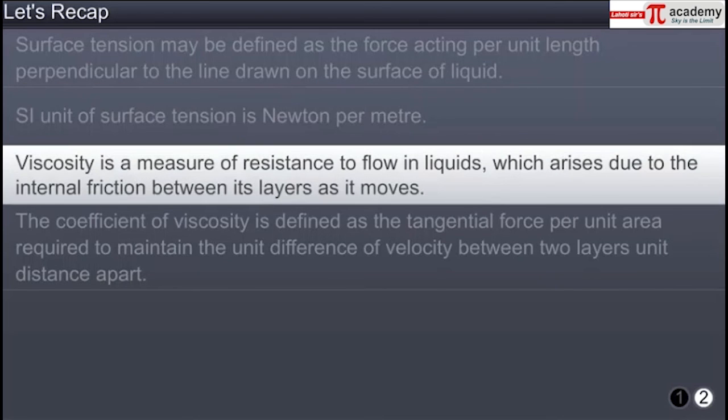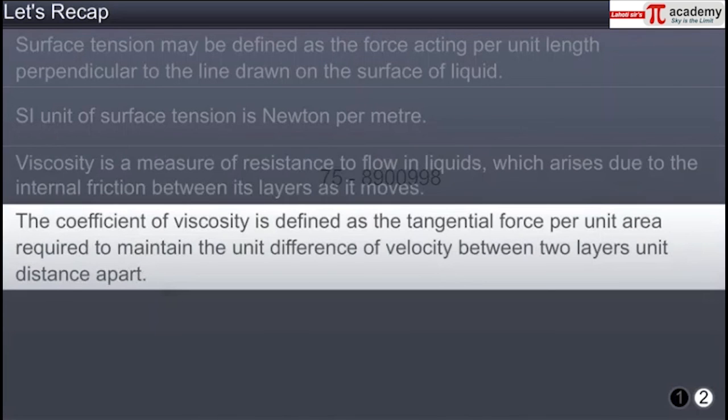Viscosity is a measure of resistance to flow in liquids, which arises due to the internal friction between its layers as it moves. The coefficient of viscosity is defined as the tangential force per unit area required to maintain the unit difference of velocity between two layers unit distance apart.